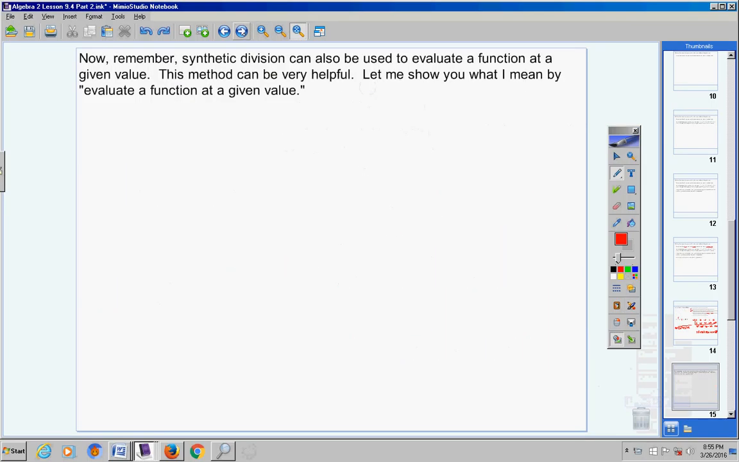Okay, moving on. Now, remember, I mentioned this earlier in the video, synthetic division can also be used to evaluate a function at a given value. Now, this method can be very helpful. Let me show you what I mean by evaluate a function at a given value. You can write this down if you want to, but you don't need to. I just want you to listen. If I ask you to evaluate that function at f of 2, that means everywhere there's an x, I would put a 2. Now watch how long this takes.